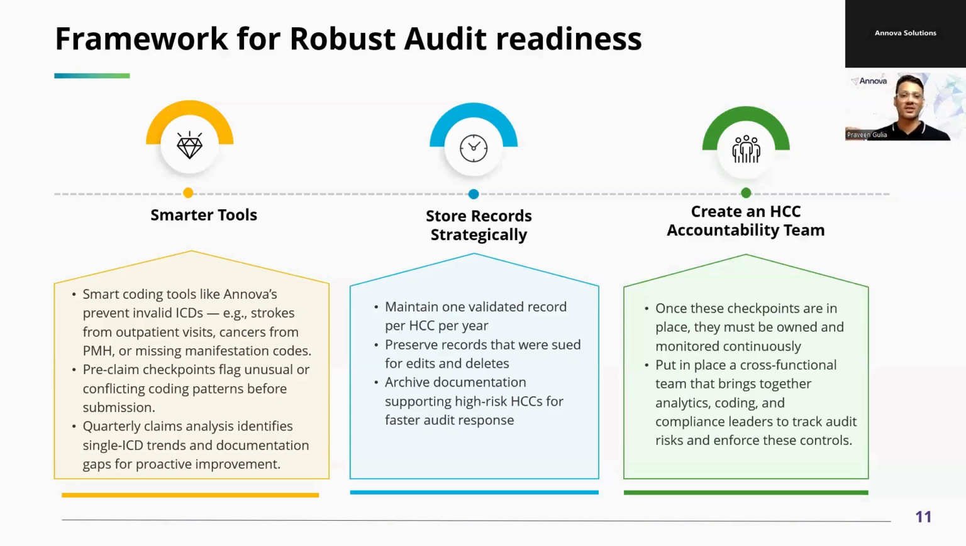These tools should be smart enough to pick up these mistakes, and that's how a lot of mistakes can be prevented from happening in the first submission. There can be pre-claim submission checkpoints which flag unusual or conflicting coding patterns before submission. If you are submitting in a claim two different stages of the same disease, and it is allowing you to do so, then your claim submission system is not smart enough.